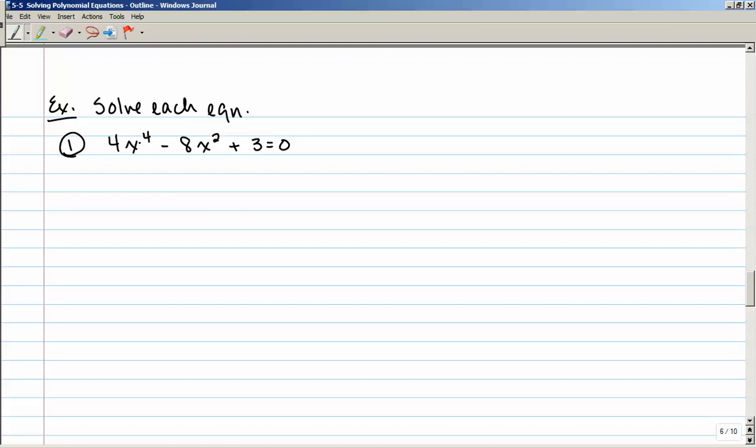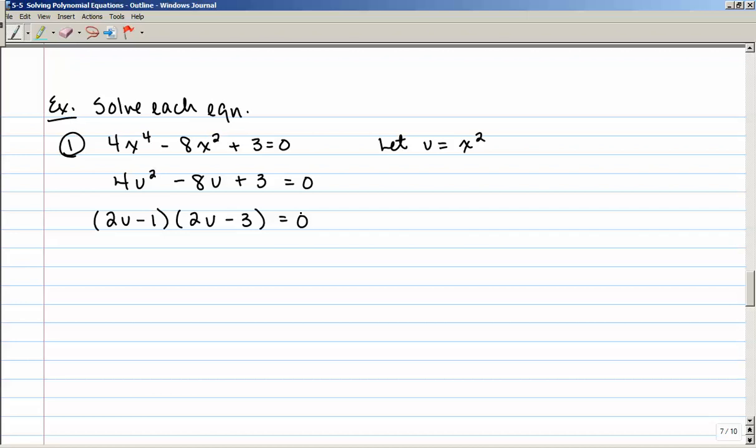But notice this is not a quadratic equation since it starts with x to the fourth. So I'm going to start by rewriting it in quadratic form. Since this is an x to the fourth and an x squared, I'm going to let u equal x squared. And now I'm going to write this as 4u squared minus 8u plus 3 equals 0. And now I'll factor this to save us a little bit of time. I already did that: 2u minus 1 times 2u minus 3 equals 0. Now don't get thrown off by the u. Just think of it as x.